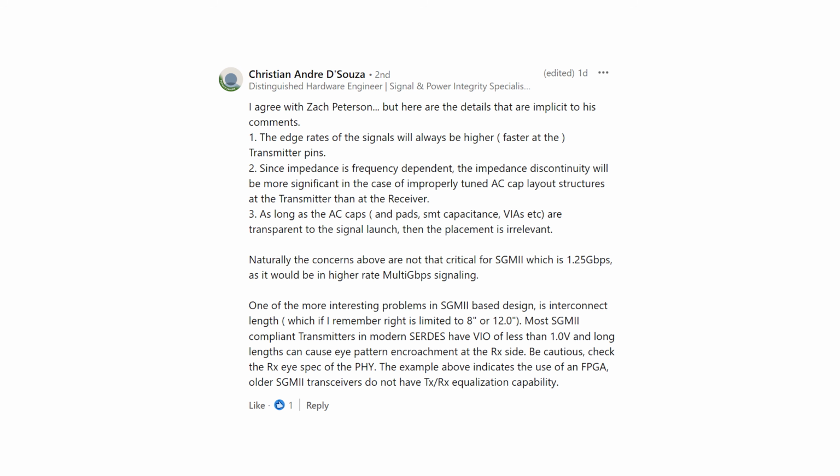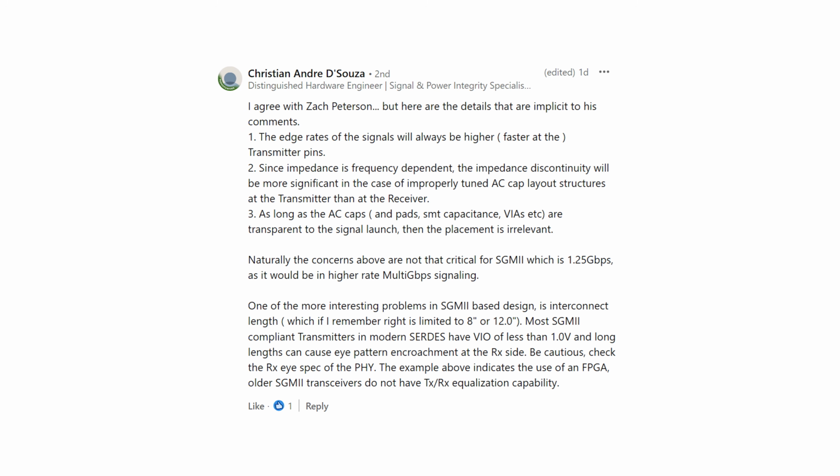Interesting. Now, this is a good point because some interfaces do have to traverse over a connector. Perfect example is PCIe, and those interfaces do make use of AC coupling capacitors. So this brings up another wrinkle. Do you put them on the load side of the connector or on the driver side of the connector? The last reply we're going to look at on this post comes from Christian Andre D'Souza.